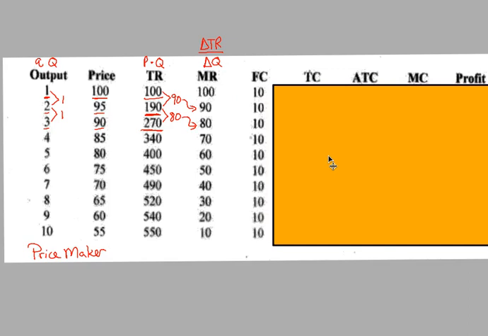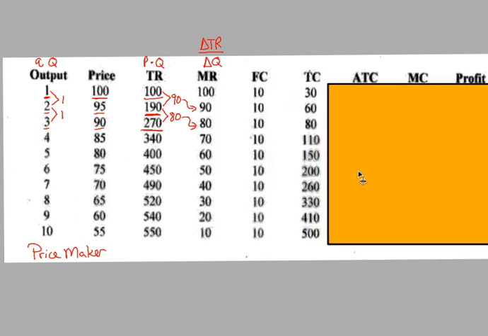I don't really care about them for this particular example. What I do care about would be the total costs. So let's say that these are the total costs of producing these different units. If I produce 1 unit, the total cost of doing so would be $30. If I produce 2 units, the total cost would be $60. If I produce 3 units, the total cost would be $80, and so on we would go.